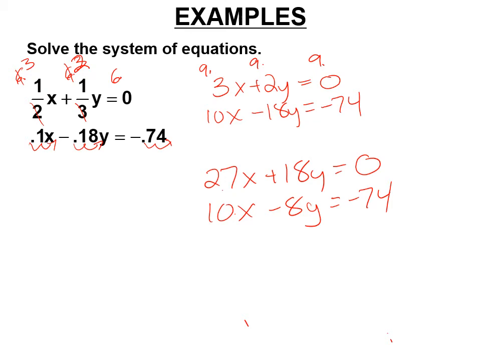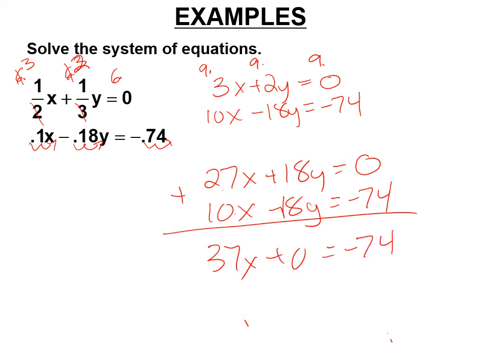And then I'm going to minus 18y. We're going to add them together. And I get 37x plus 0 equals negative 74. Divide both sides by 37, which would be hard, but it came out very nicely. 37 goes into negative 74 negative 2 times.